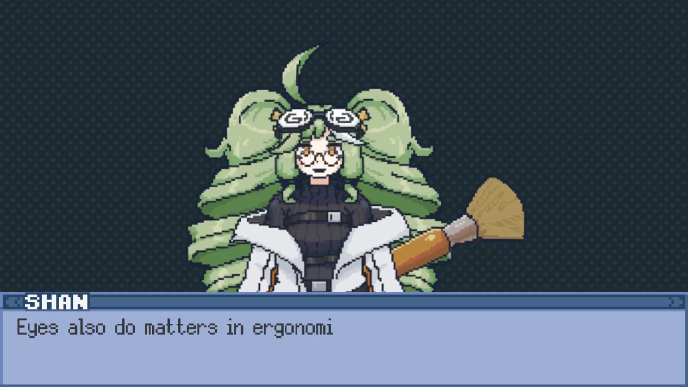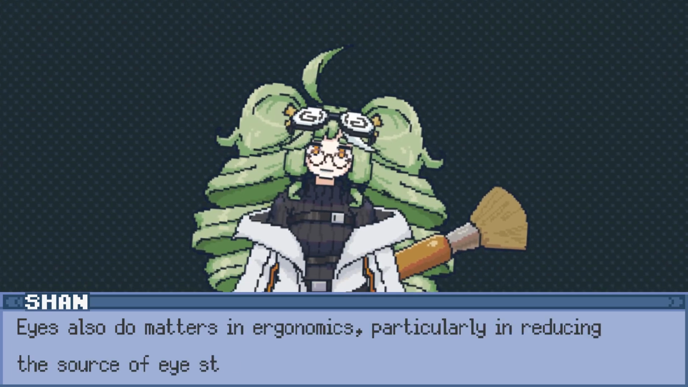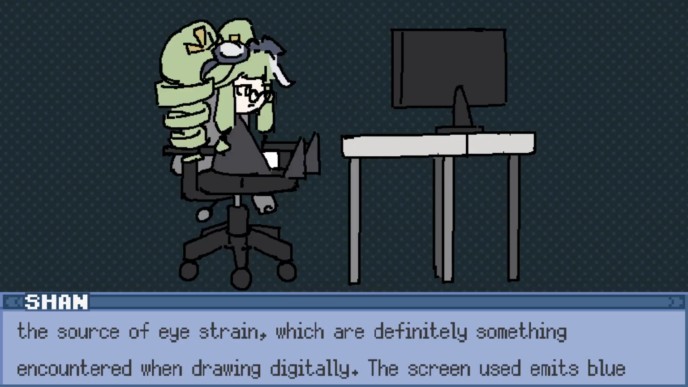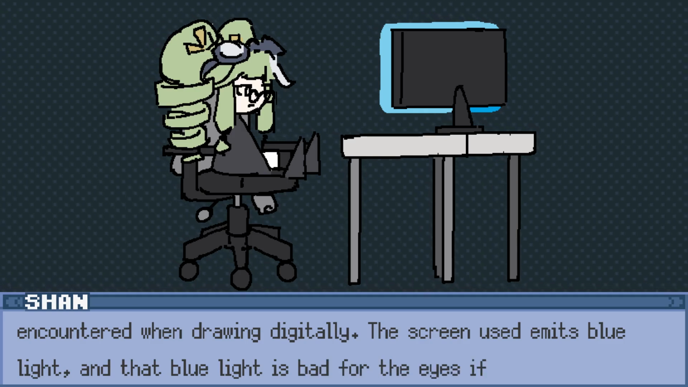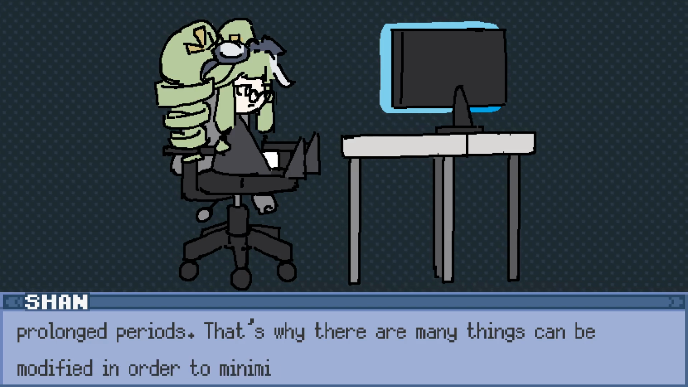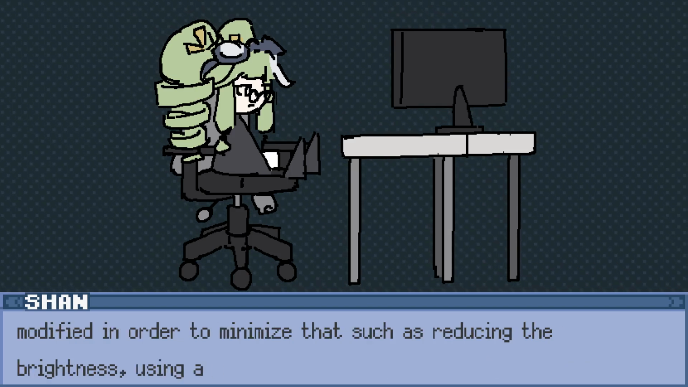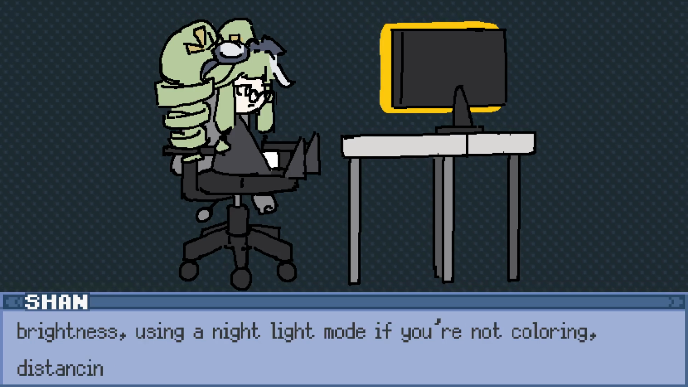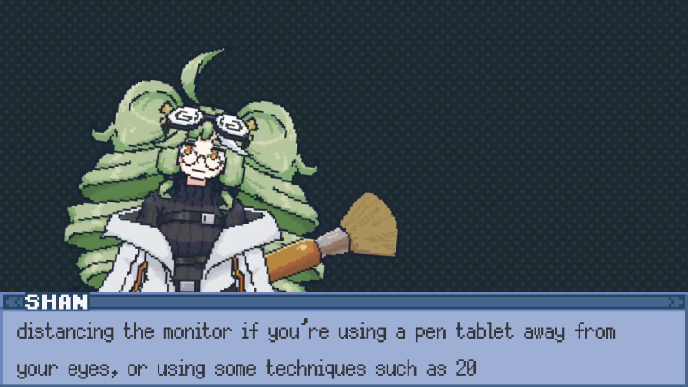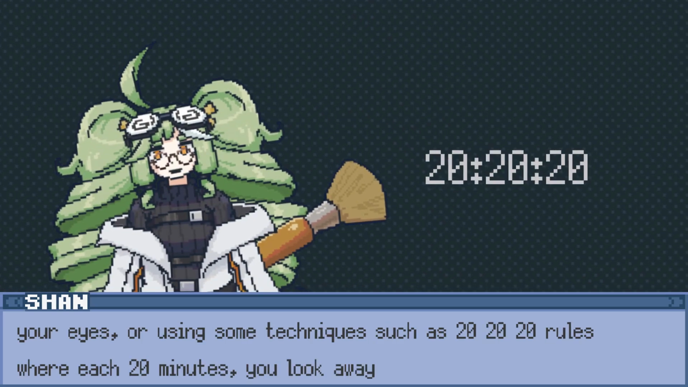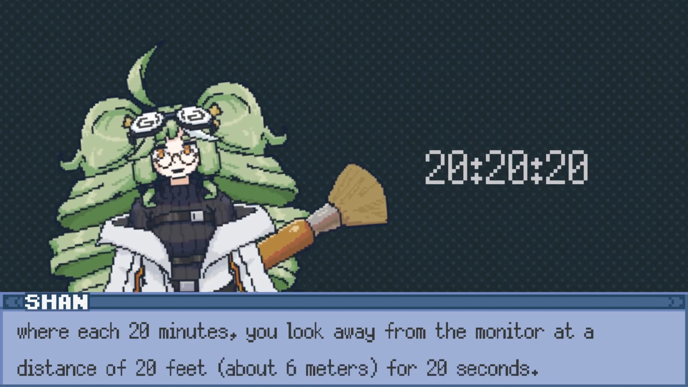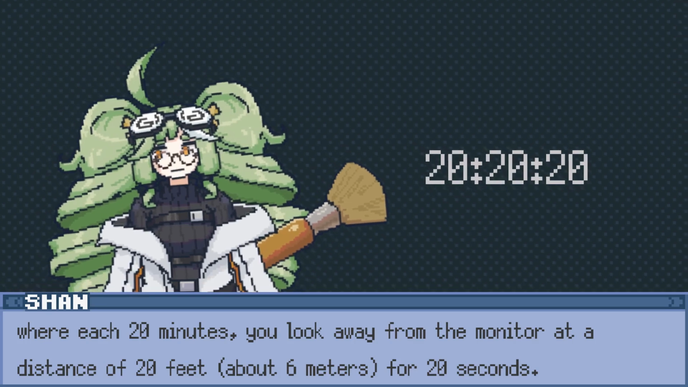Eyes also matter in ergonomics, particularly in reducing the sources of eye strain, which is definitely something encountered when drawing digitally. The screen used emits blue light, and that blue light is bad for the eyes if exposed for prolonged periods. That's why there are many things that can be modified in order to minimize that, such as reducing the brightness, using a night light mode if you are not coloring, distancing the monitor if you are using a pen tablet away from your eyes, or using some techniques such as the 20-20-20 rule, where every 20 minutes, you look away from the monitor at a distance of 20 feet, about 6 meters, for 20 seconds.